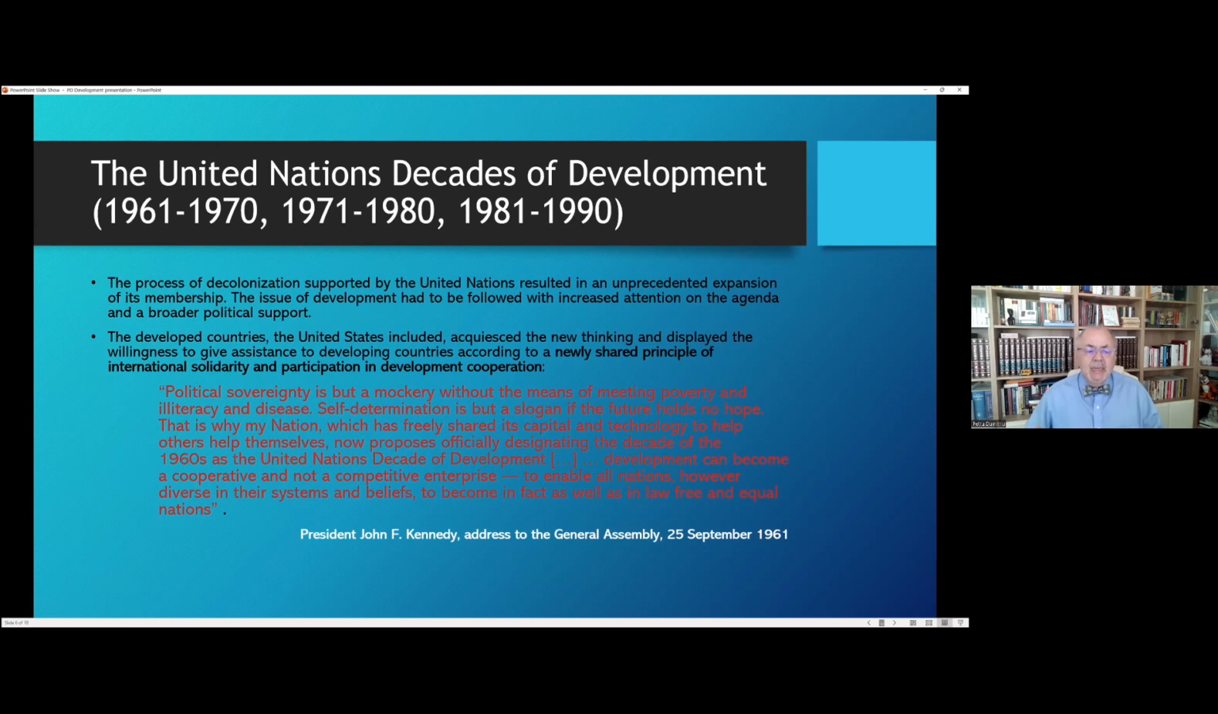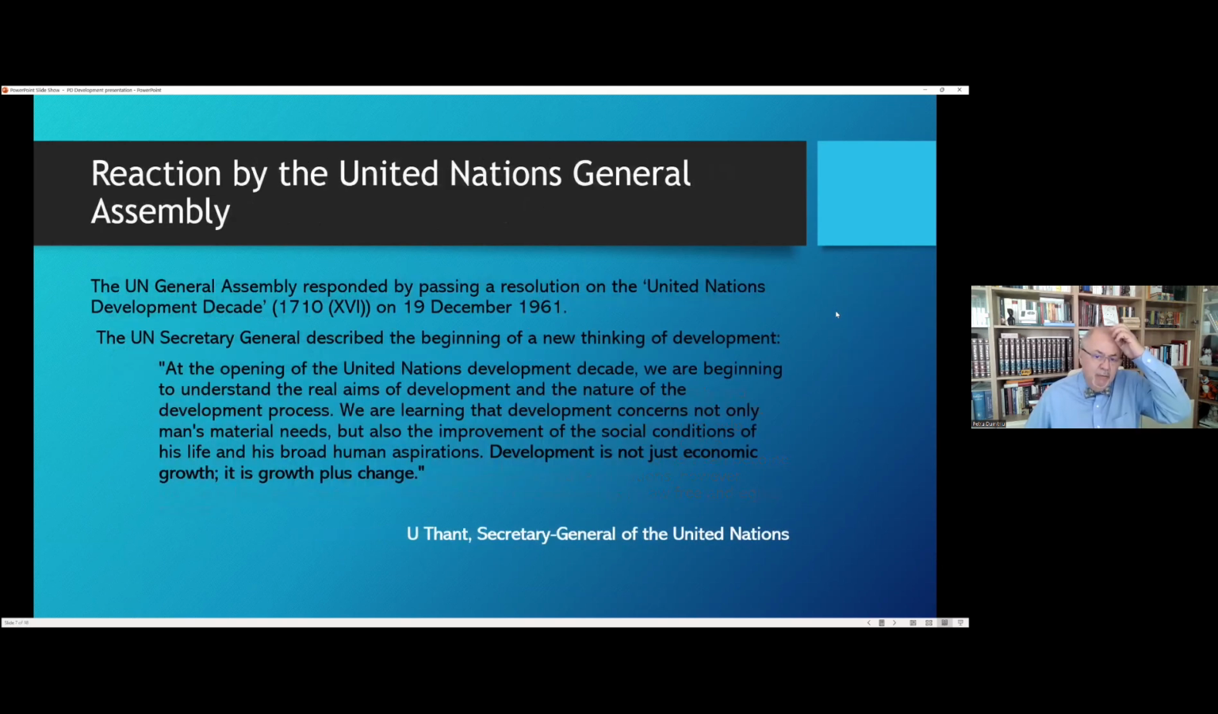Why is that important? Because that comes after the emancipation of the former colonies. So the newly independent countries became a majority in the United Nations, and their interests were elevated into the agenda of the United Nations. Of course, the United Nations reacted immediately, and the Secretary General at that time, U Thant, said that at the opening of the United Nations Development Decade, "we are beginning to understand the real aims of development and the nature of the development process." So this is not just a hypocritical political statement.